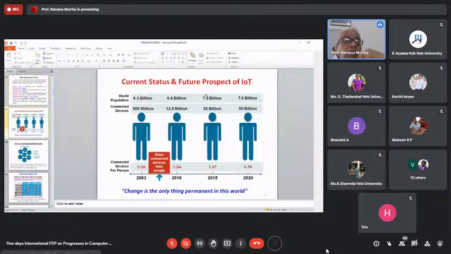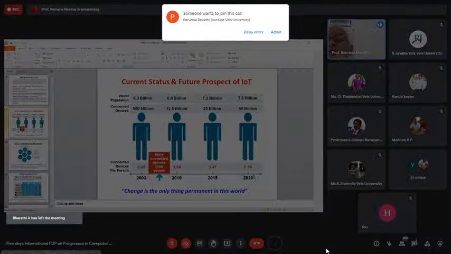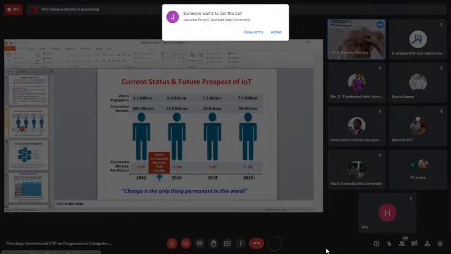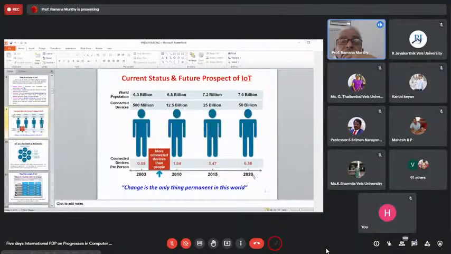Now let us see the current status. If you compare from 2003 to 2020, the current status and future prospects of IoT are increasing like anything. From 500 million to 6.3 billion for worldwide population, when it was only 0.08 connected devices per person. In 2010, 1.84. From last year's statistics, it's observed that 6.58 connected devices per person are in use among 7.6 billion people. So change is the only permanent thing in this world. That's what it has established.